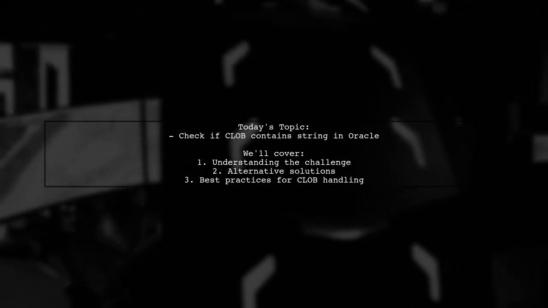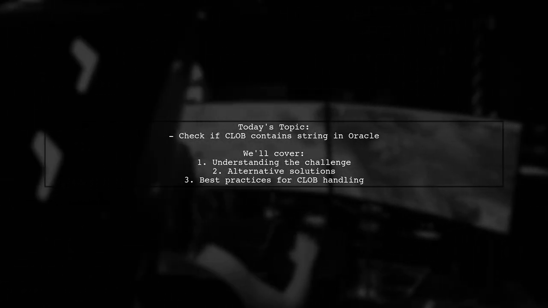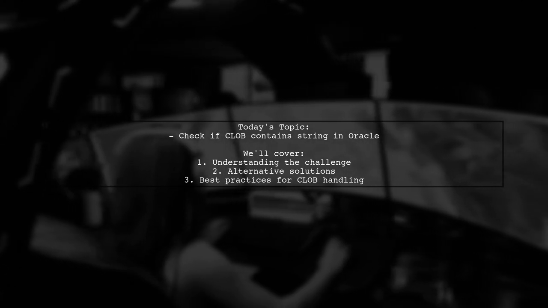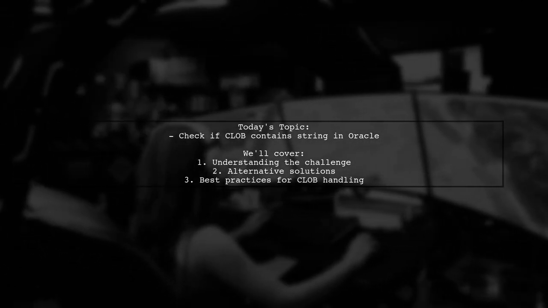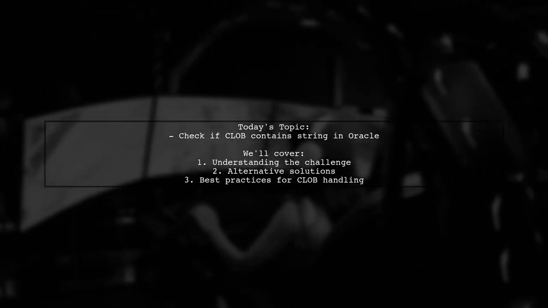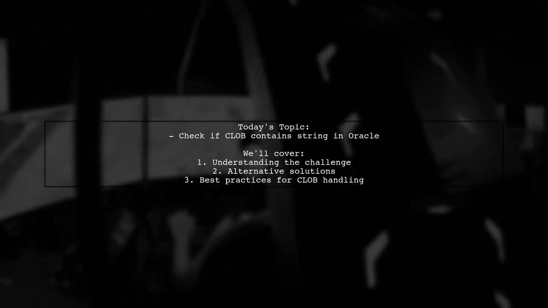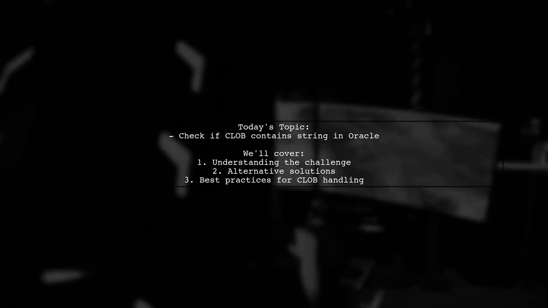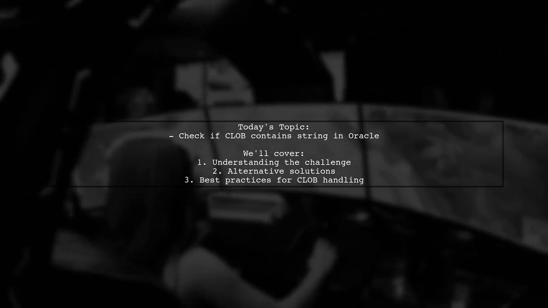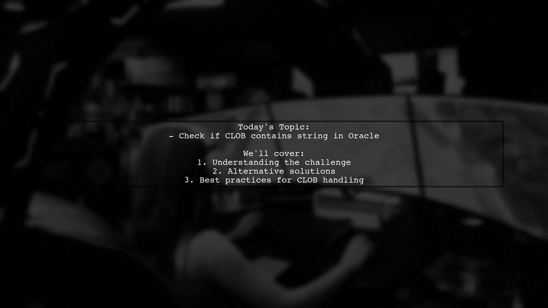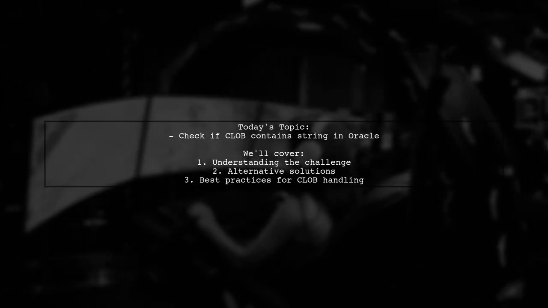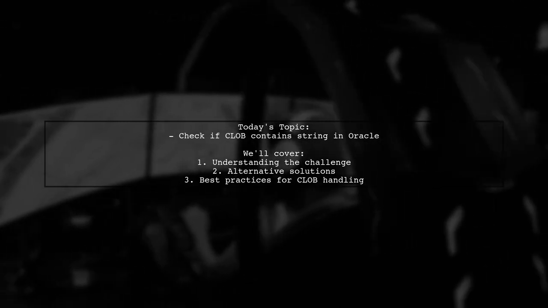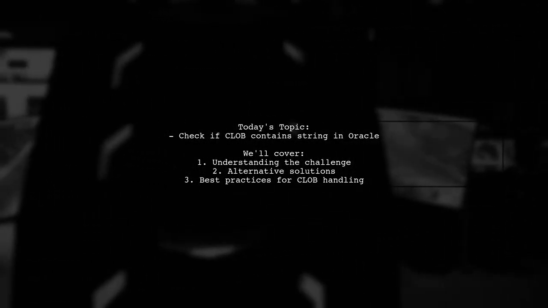Today, we're tackling a question that many Oracle developers encounter. Our viewer is trying to check if a CLOB column contains a specific string, but they're running into issues with large CLOBs. They mention using the code to_char(CLOB column) like '%s', but it's not working as expected. So what are the alternatives for efficiently searching within large CLOBs in Oracle 11.2.4.0? Let's find out.